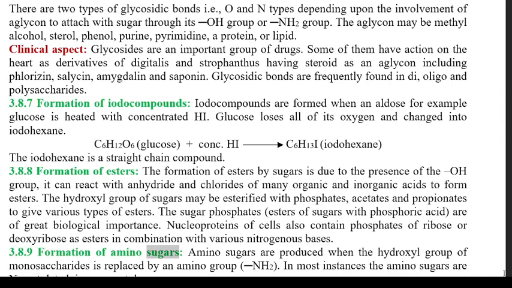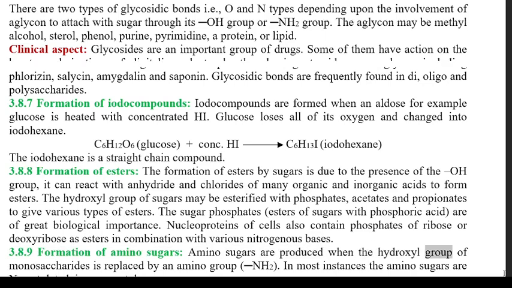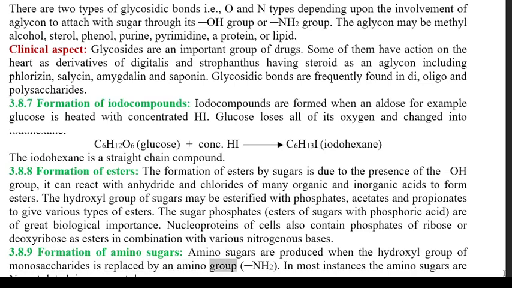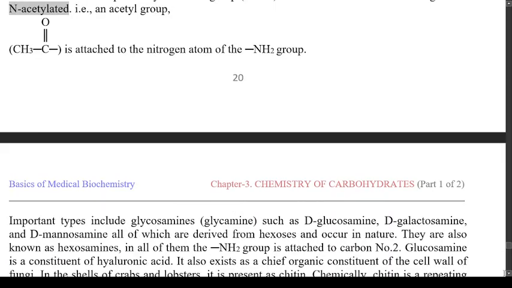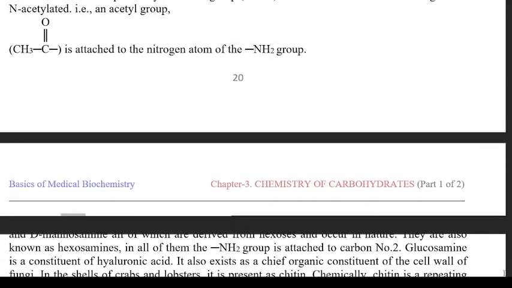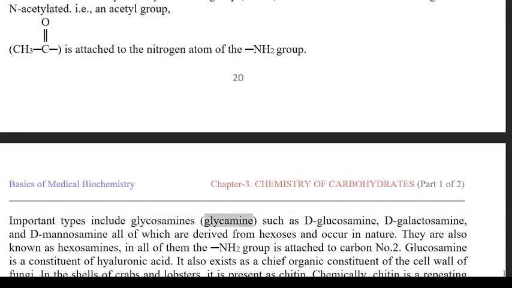3.8.9 Formation of amino sugars. Amino sugars are produced when the hydroxyl group of monosaccharides is replaced by an amino group, NH2. In most instances the amino sugars are N-acetylated, i.e., an acetyl group, CH3CO, is attached to the nitrogen atom of the NH2 group. Important types include glycosamines, such as D-glucosamine, D-galactosamine, and D-mannosamine, all of which are derived from hexoses and occur in nature. They are also known as hexosamines. In all of them the NH2 group is attached to carbon number 2.